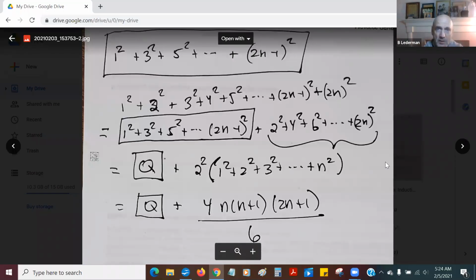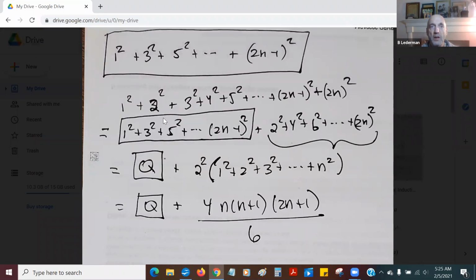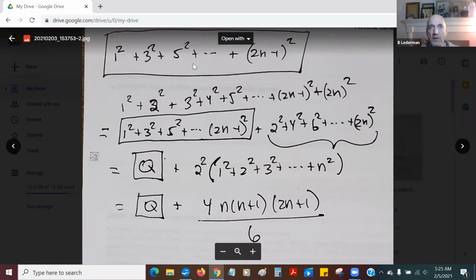The next problem, actually we did this problem first, but whatever, is to derive a formula for the sum of the squares of the odd numbers. So we have 1 squared plus 3 squared plus 5 squared, dot dot dot, plus 2n minus 1 squared.